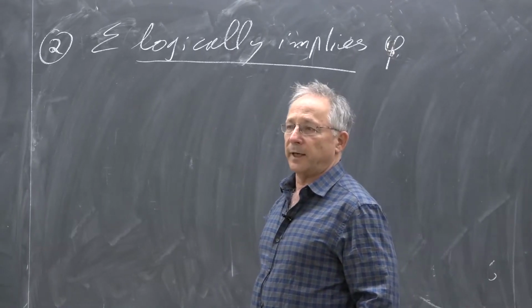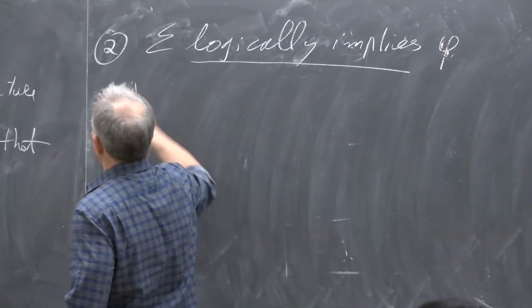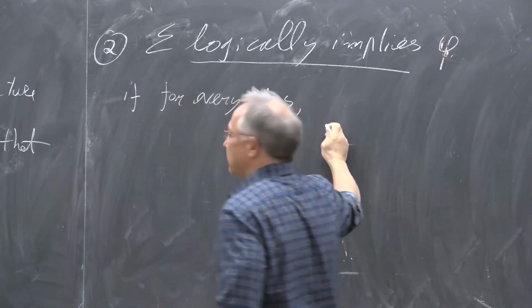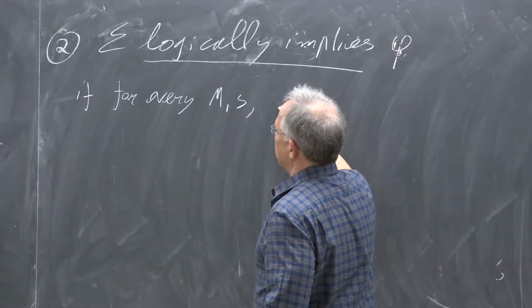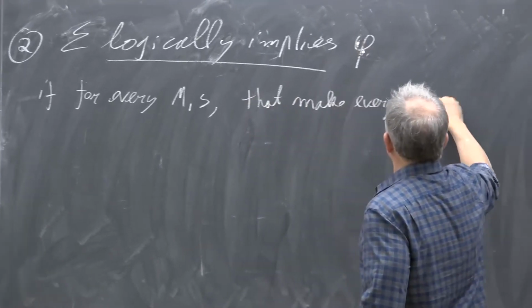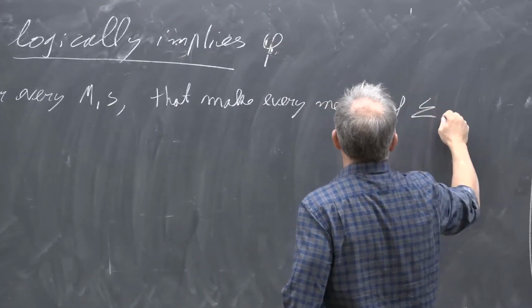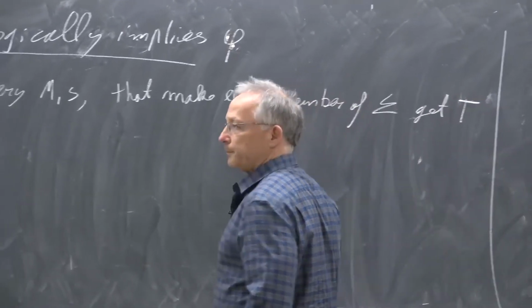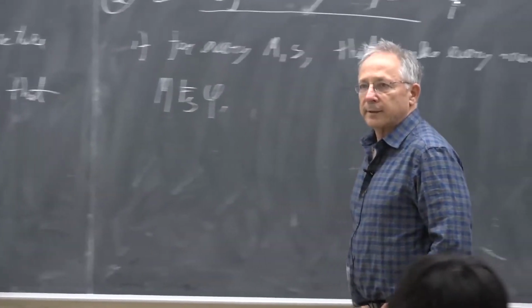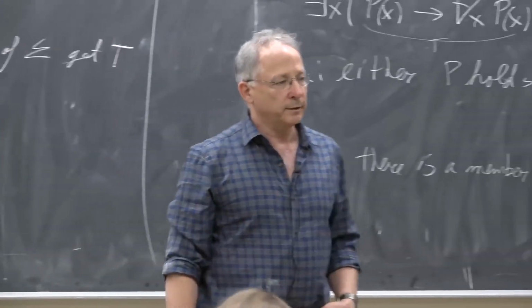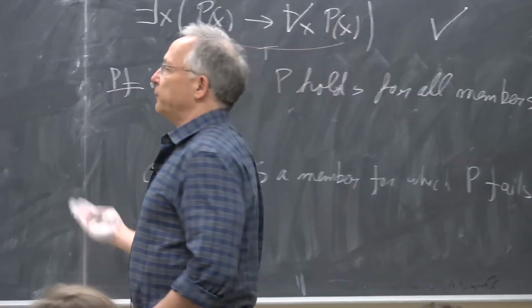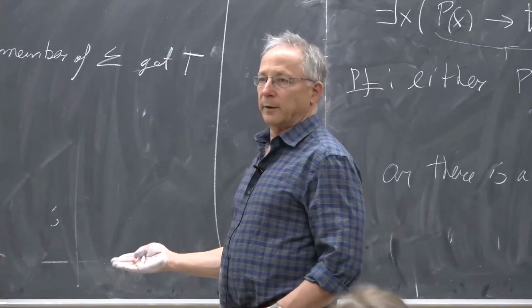And I said that sigma logically implies phi if, that's my definition, for every M and S that make every member of sigma get true, this M and S will also satisfy phi. So it's the usual same logical implication that we had in propositional logic. The only difference is now, instead of saying for every truth assignment, I say for every structure and assignment, because this is what I need to evaluate truth.